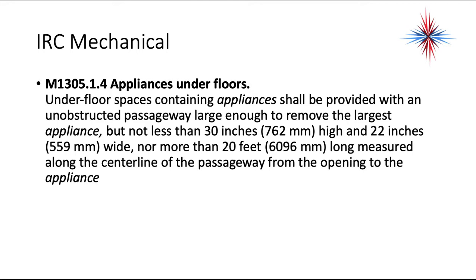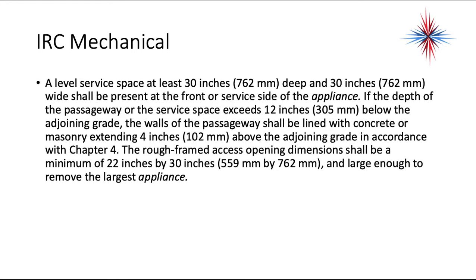There's a section 1305.1.4 which talks about appliances underfloor. In other words, crawl spaces. Underfloor spaces containing appliances shall be provided with an unobstructed passageway large enough to remove the largest appliance, but no less than 30 inches high, 22 inches wide, and no more than 20 feet long measured along the center line of the passageway from the opening to the appliance.